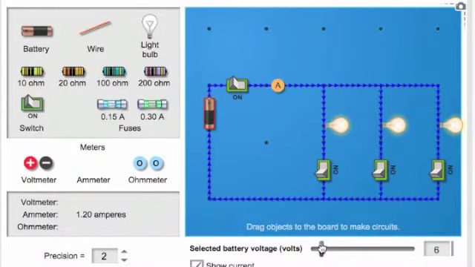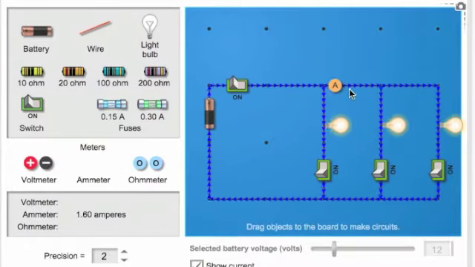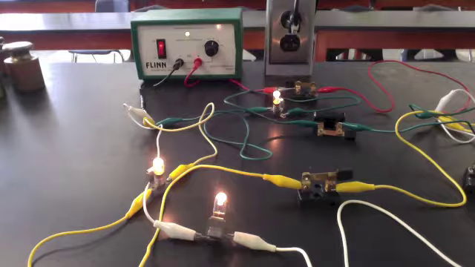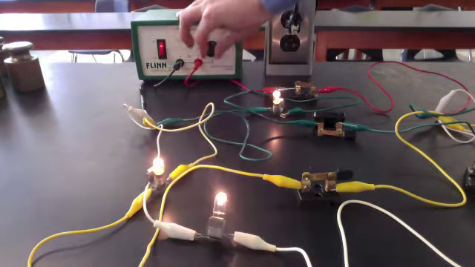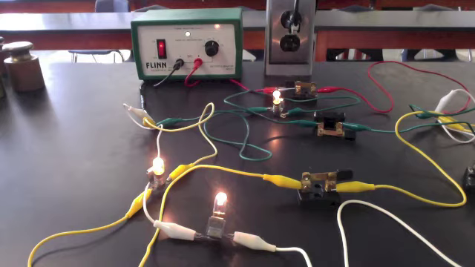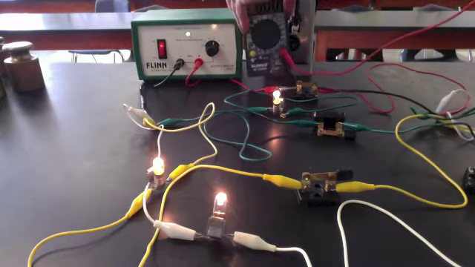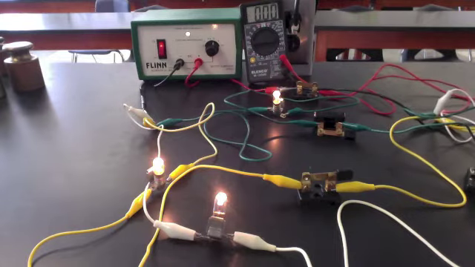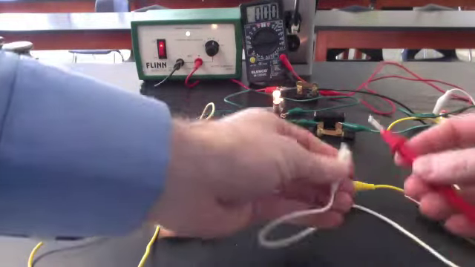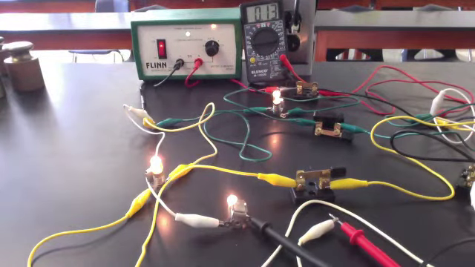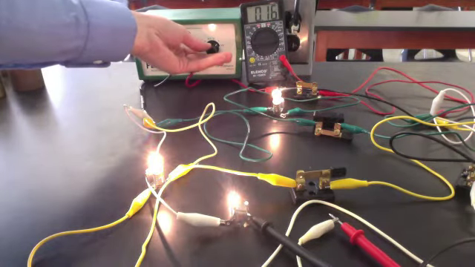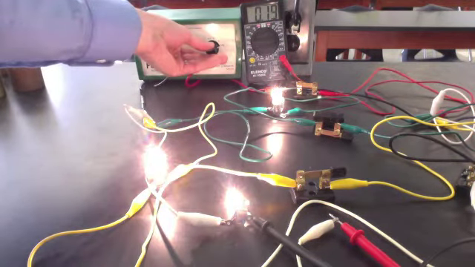Now let's increase the voltage from 6 volts to 12 volts. The current has increased everywhere in the circuit. The electrons are moving very fast, and the bulbs are getting much brighter. On our circuit, let's increase the voltage to 9 volts and 12 volts. You can see that's increasing the brightness. Let's use our multimeter to measure the current in each wire. The current through path 3 is 0.13 amps. If we increase the voltage, the bulbs get brighter, and the current through the wires is increasing.